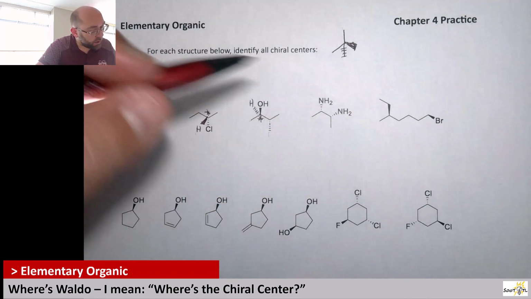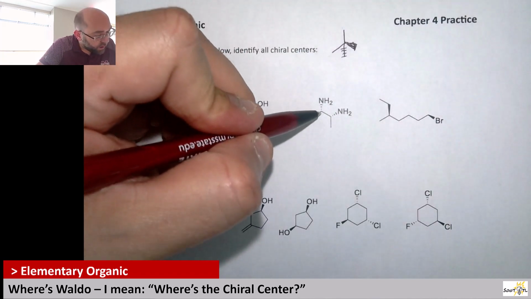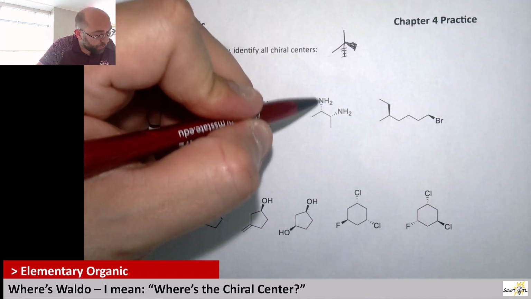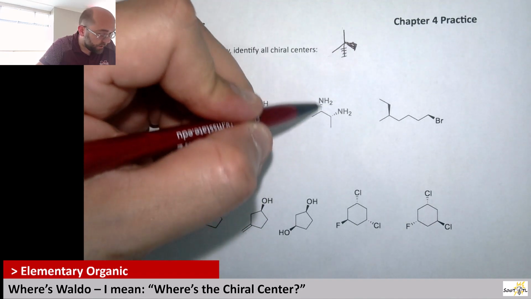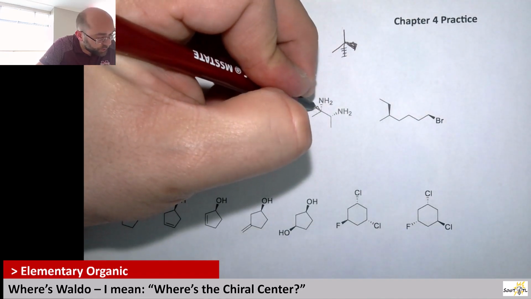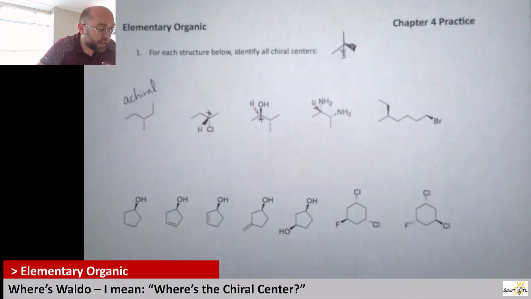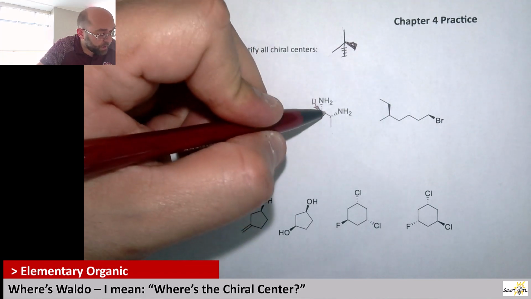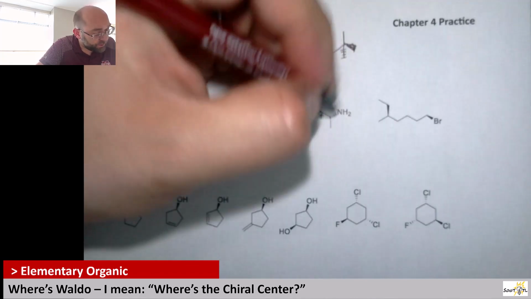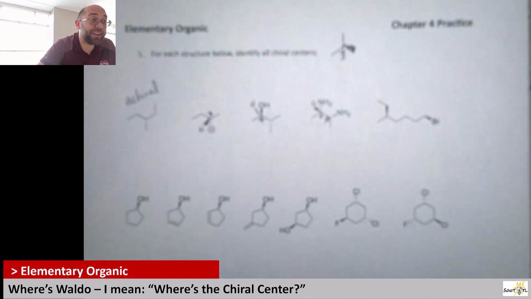All right, next up we have this dashed NH2 group. So there's a methyl group, there's an ethyl with an NH2, there's the NH2, and then there's an understood wedged hydrogen. So that's definitely a chiral center. And then same here, you've got an NH2, a methyl, an ethyl group with an NH2, so that's also a chiral center. So that one has 2.